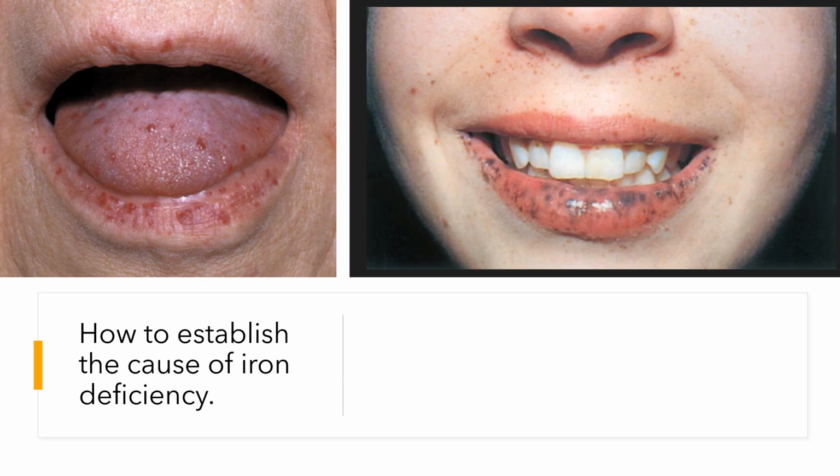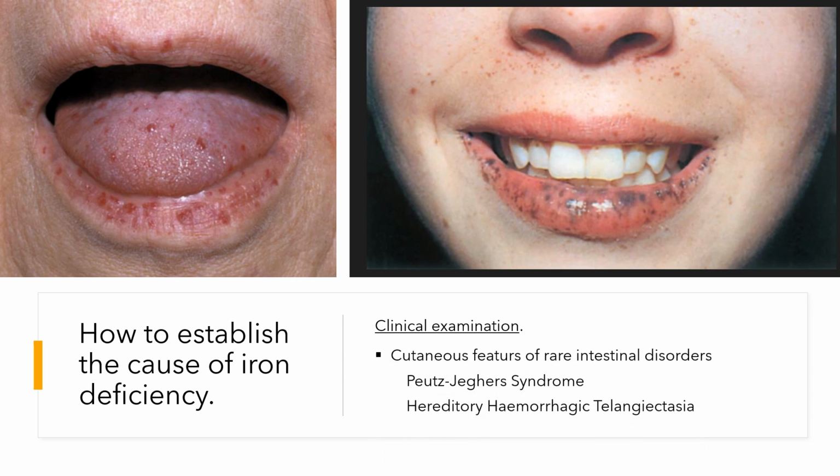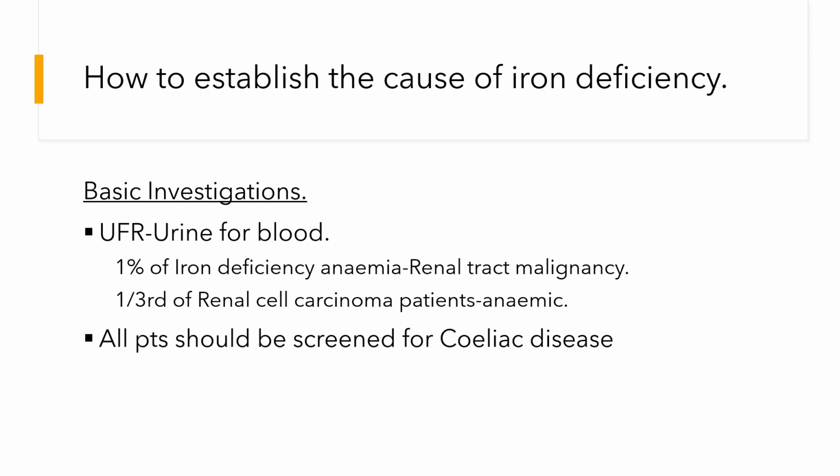These are things you have to assess in examination of the patient. What is the first picture? You can see some telangiectatic patches. It is due to hereditary hemorrhagic telangiectasia, and the other picture shows some hyperpigmented patches around the lips, which can be secondary to Peutz-Jeghers syndrome, associated with colonic adenomas.